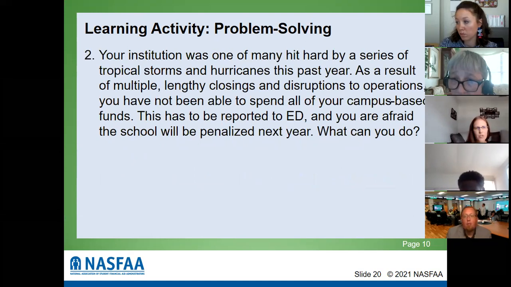One more. Your institution was one of the many hit hard by a series of tropical storms and hurricanes this past year. As a result of multiple lengthy closures and disruptions to operations, you have not been able to spend all of your campus-based funds. This has to be reported to the Department of Ed, and you are afraid the school will be penalized next year. What can you do?